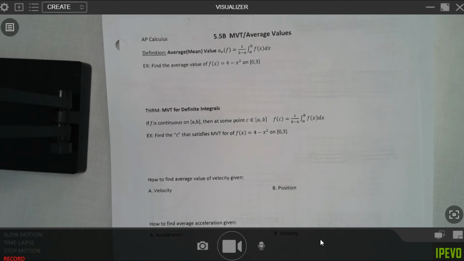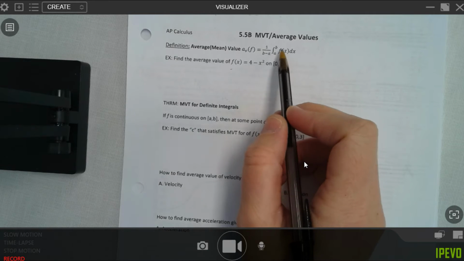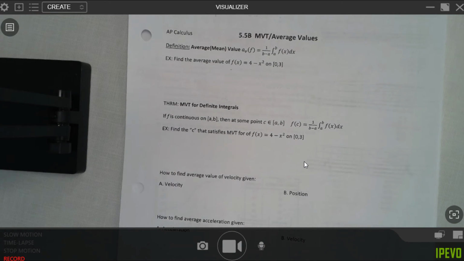All right, so this is 5.5b, just talking about average values. So the rule is going to be, apparently my screen is frozen right now. Okay, there we go. So to find the average value, this right here is 1 over b minus a, so it's the interval length, and then we're going to do the integral from a to b. So you should watch yesterday's notes and learn how to take the antiderivative.